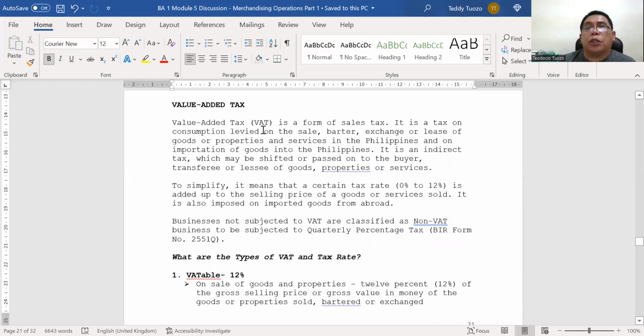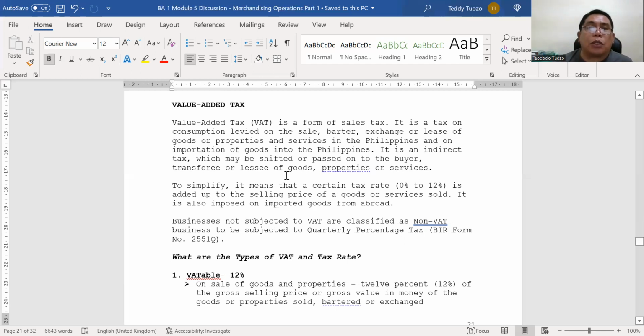I will discuss now to you about value-added tax. It is important because for businesses whose income reaches 3 million and above, the business should be subjected to the 12% value-added tax. It is a tax levied on the sale, barter, exchange, or lease of goods or properties and services in the Philippines and on importation of goods in the Philippines.